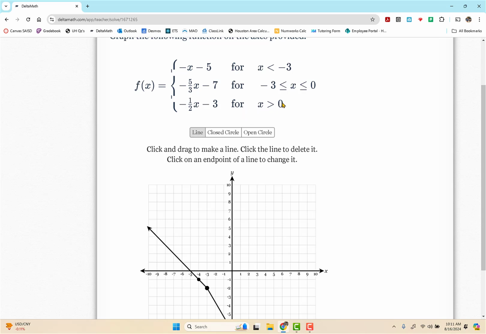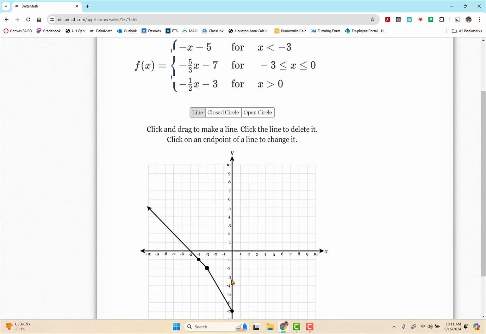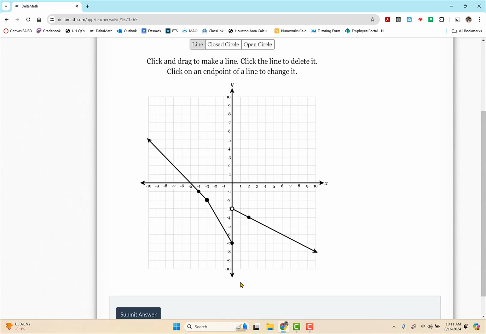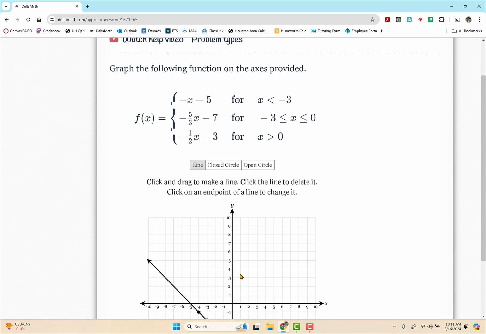Now it says for x greater than 0, it's -1/2 x minus 3. So that -3 is a y-intercept. Or you can also plug in that 0 there. So I start at 0, -3. So I'm going to go point. And my slope is -1/2. So that means down 1, right 2. Down 1, right 2. 1, 2. And it goes forever. So I'm going to click until you get an arrowhead. And it should be open circle. So I'm going to click. So there it is. I think everything is correct now.